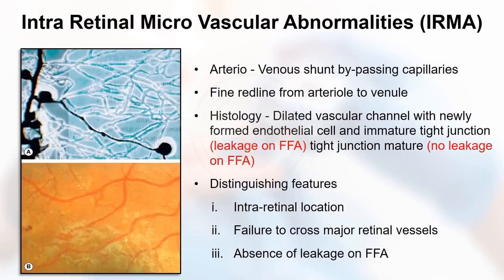Intraretinal microvascular abnormalities. Arteriovenous shunt bypassing capillaries, a fine red line from arteriole to venule, and a dilated vascular channel with newly formed endothelial cells and immature tight junctions. Leakage is found in fluorescein angiography; when tight junctions mature, no leakage is seen. The distinct features are intraretinal location, failure to cross major retinal vessels, and absence of leakage on fundus fluorescein angiography.